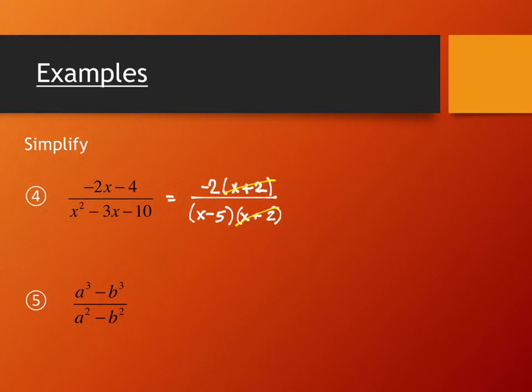What you might remember if you've seen something like this before is it creates a hole in the graph. But this question is just asking me to simplify, which means I can reduce them out. And I can write my final expression as -2 on top and x minus 5 on bottom. Any questions on that one?